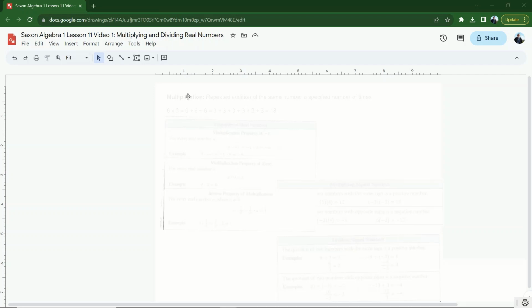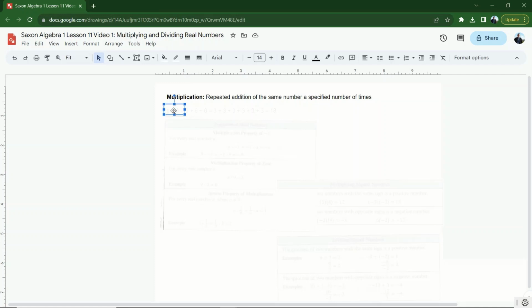Let's start by talking about multiplication. What is multiplication exactly? Well, just to define it, because you might have memorized a lot of multiplication tables in your day without ever actually thinking what multiplication is. It's repeated addition of the same number a specified number of times. So 6 times 3 is just 6 added to itself 3 times. 6 plus 6 plus 6.